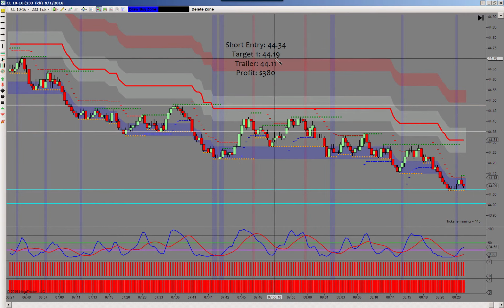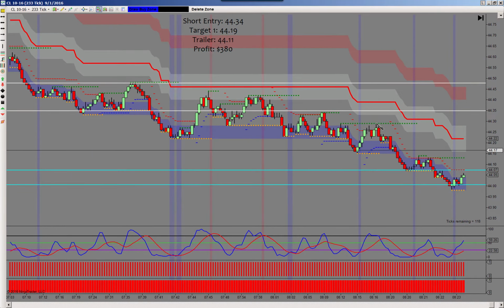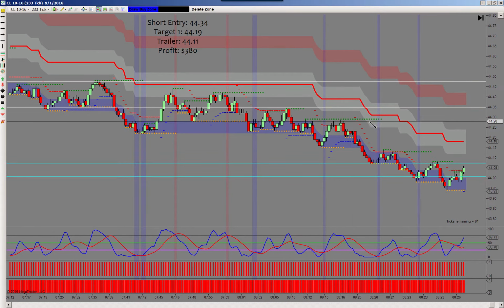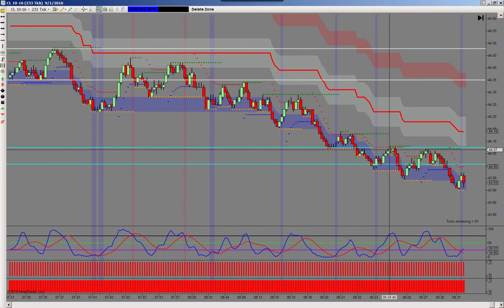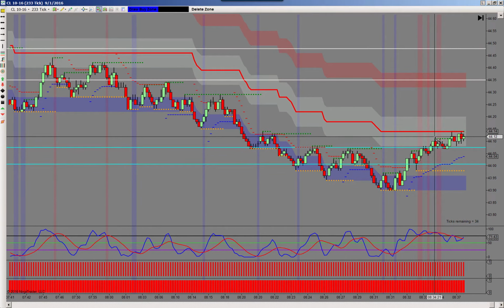I took my first target here at 15 ticks, and then I used my trailer, and I was able to get a total of $380, and I'll show you the trailer. So as pivots keep making fresh lows, I just trail my stop above these pivots. Here's a pivot. I'm above here by 5 ticks. This one above by 5 ticks. So I got stopped out here, 44.12.